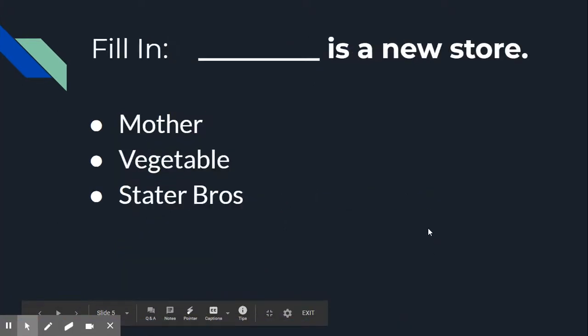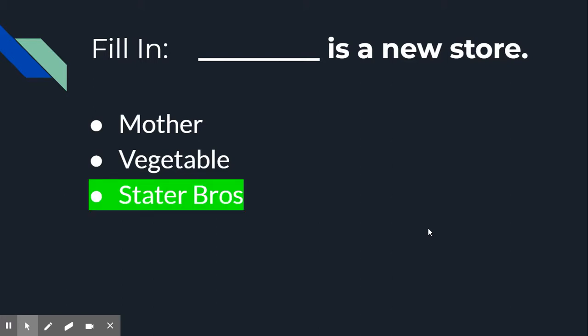So looking here, we're going to fill this in. Blank is a new store. So we have to put in the subject, or a noun. So what is a new store? Mother is a new store. Vegetable is a new store. Or Stater Brothers is a new store. Correct answer, Stater Brothers is a new store. So your subject is Stater Brothers. The predicate, because it tells you what it is, a new store.